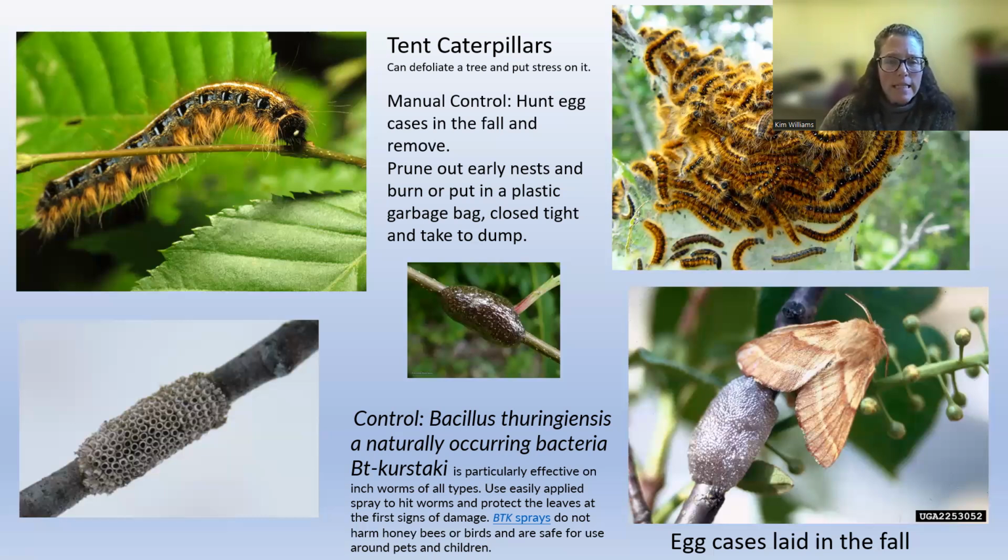And if you see these webbed nests early in the spring, you can clip them out and burn them, or close them tight in a garbage bag. There is a natural control. It's a naturally occurring bacteria called Bacillus thuringiensis, and you can spray that on the leaves and they won't eat it. But in general, they're more of just a nuisance. They have killed trees, especially if the trees are younger, but in general, they'll just make it look horrible and defoliate it.